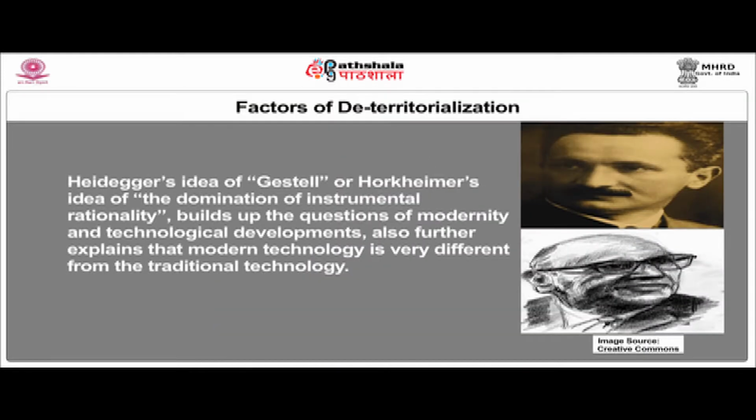It gets very difficult to decide which features of technology are less essential, as technology is considered one of the most important features of modernity. Heidegger's idea of gestell or Horkheimer's idea of the domination of instrumental rationality builds up the questions of modernity and technological developments. It also further explains that modern technology is very different from traditional technology.